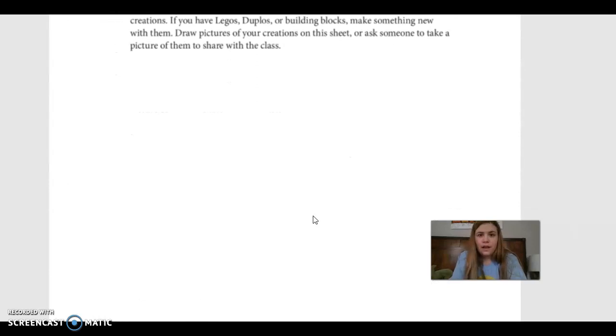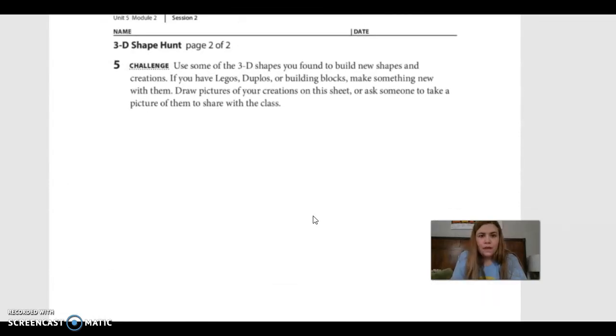And here is page 76. Use some of the 3D shapes you found to build new shapes and creations. If you have Legos or building blocks or something new, build something new with them. Draw pictures of your creation on the sheet and ask someone to take a picture of them to share with the class. And if you want to share that picture on our Facebook group, that would be fantastic.